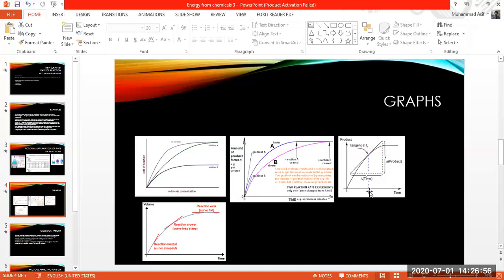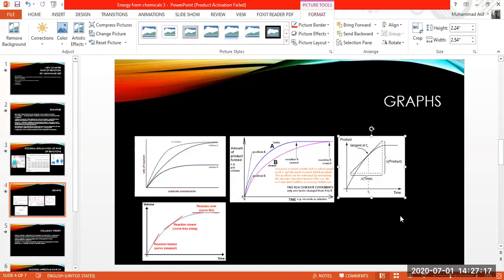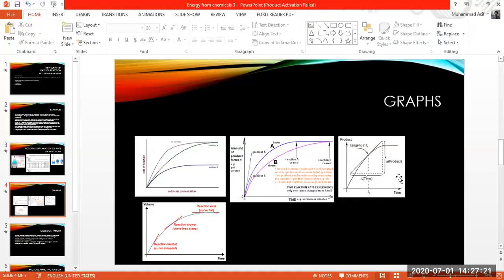If we want to calculate the rate of reaction at a particular time, then what will we do? We will take a point and draw a tangent at this point on the curve. Then we will select two points above and below, and develop a right angle triangle using both of these points, with this perpendicular and this also a perpendicular. Then the change in concentration or volume is divided by the change of time between these two points. This will give us the rate of reaction at this particular time.